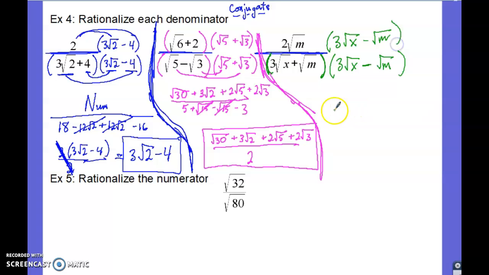So I like to work with the denominator first, just understanding that as you FOIL, 3 times 3 would be 9. Root x times root x would be x. I don't like how that showed up. 9. There we go. The outside term is negative 3 root xm, and the inside is plus 3 root xm. They cancel each other out.